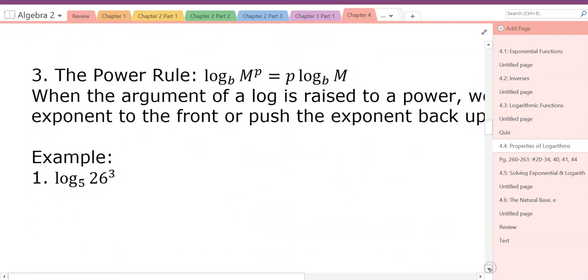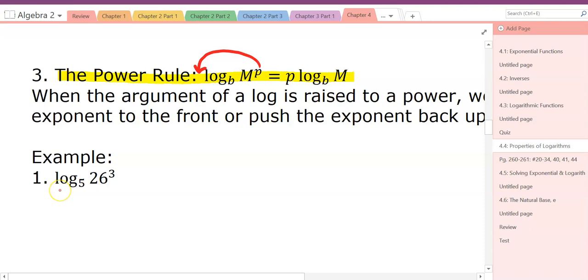The last property I want to talk about is the power rule. So for this one, if you have the logarithm of a quantity that's raised to a power, what we can actually do is take this exponent, in this case p, and move it to the front. So move it back before that logarithm.